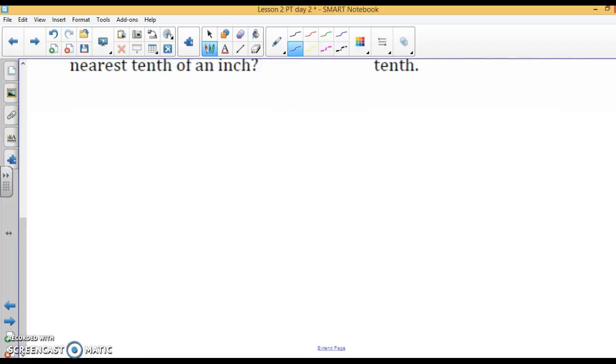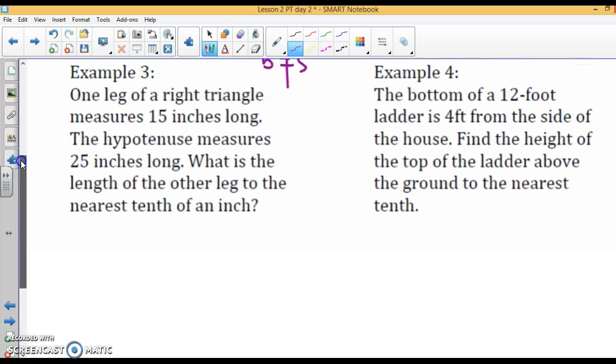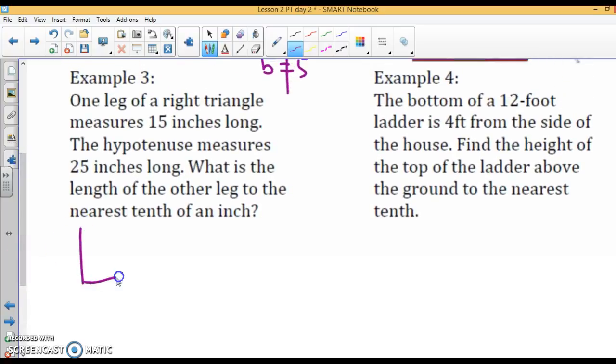All right, here are some application problems. And with these, you're going to want to draw a diagram. So it says, one leg, so I'm going to draw a right triangle. One leg of a right triangle is 15 inches long. So my legs form the right angle. The hypotenuse is 25 inches long. So make sure you put that in the hypotenuse spot. What is the length of the other leg?